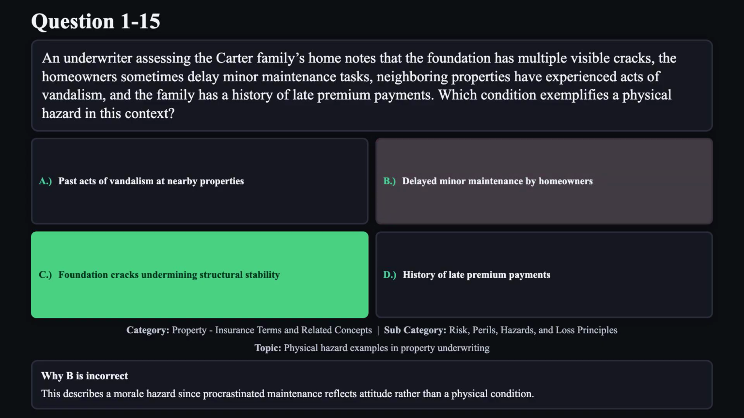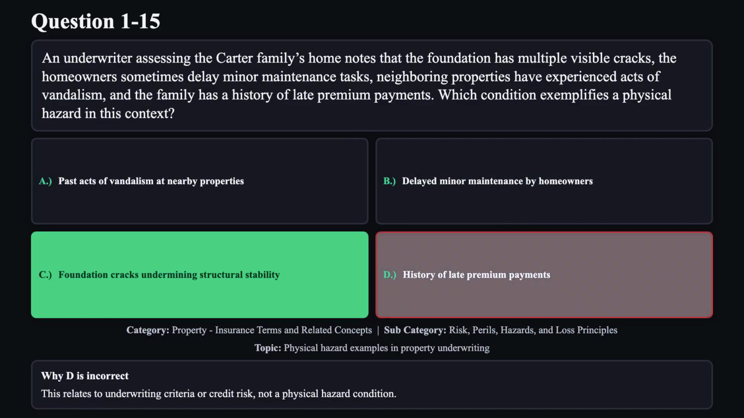Reason B is not correct. This describes a morale hazard, since procrastinated maintenance reflects attitude rather than a physical condition. Reason D is not correct. This relates to underwriting criteria or credit risk, not a physical hazard condition.